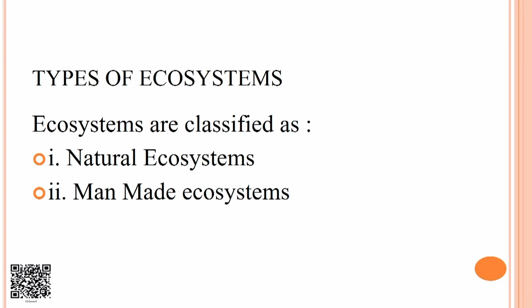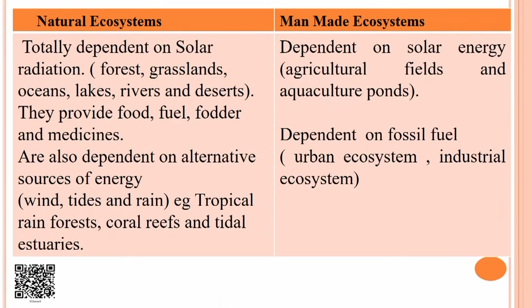Now we know there are several types of ecosystem. Ecosystems can be classified as natural ecosystems and man-made ecosystems. So we can differentiate natural ecosystems and man-made ecosystems. Natural ecosystems are dependent on solar radiation, and they include forest, grassland, oceans, lakes, rivers and desert. Man-made ecosystems are also dependent on solar energy, and they include agriculture fields, aquaculture pools, plantation forests and many more.